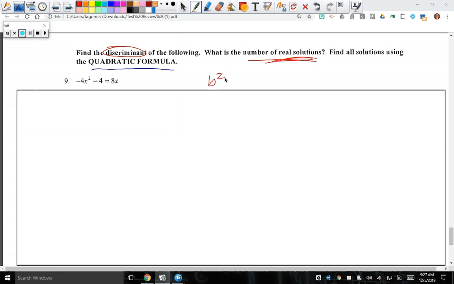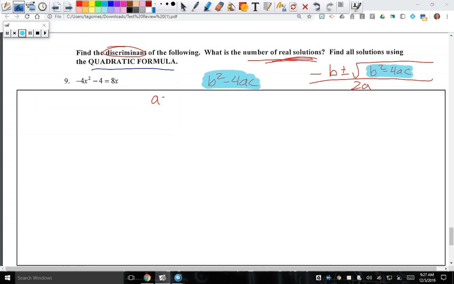The discriminant test is the piece underneath the square root of the quadratic formula. So b squared minus 4ac, all over 2a, is the quadratic formula, and this piece is the discriminant test that we're going to use to see how many answers I am going to have and what kind of answers they are.